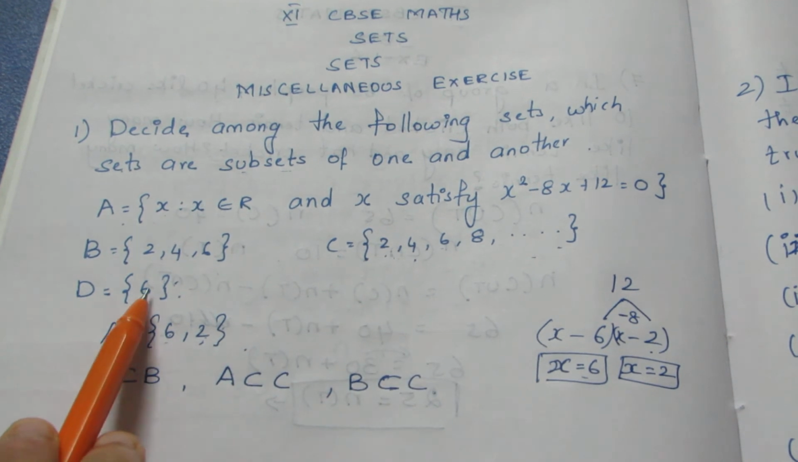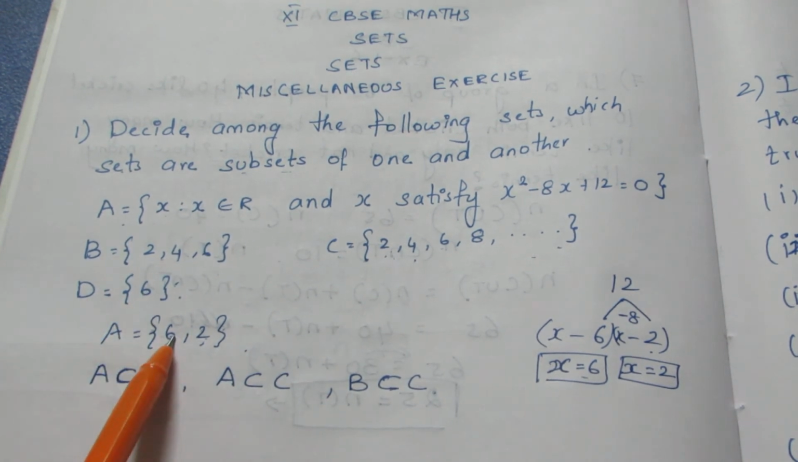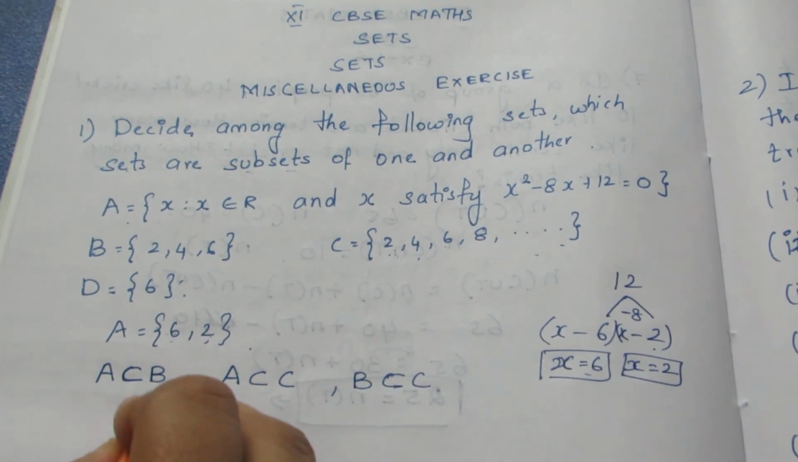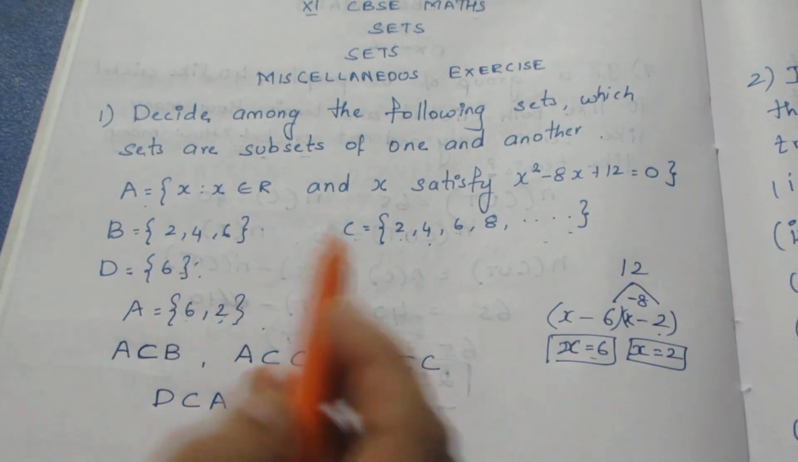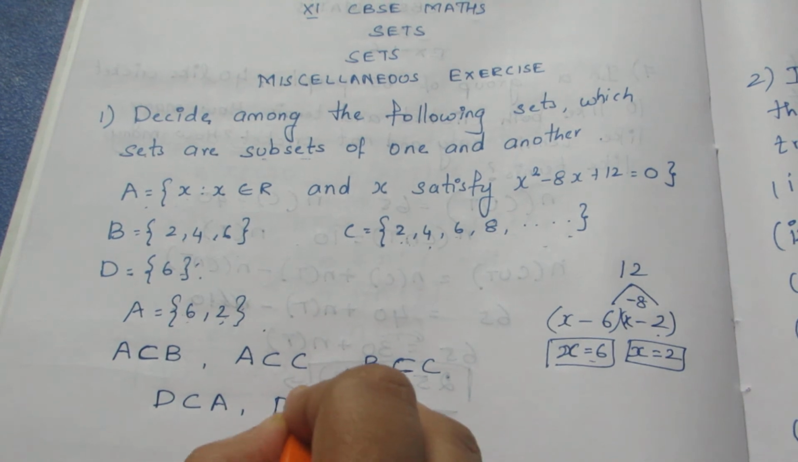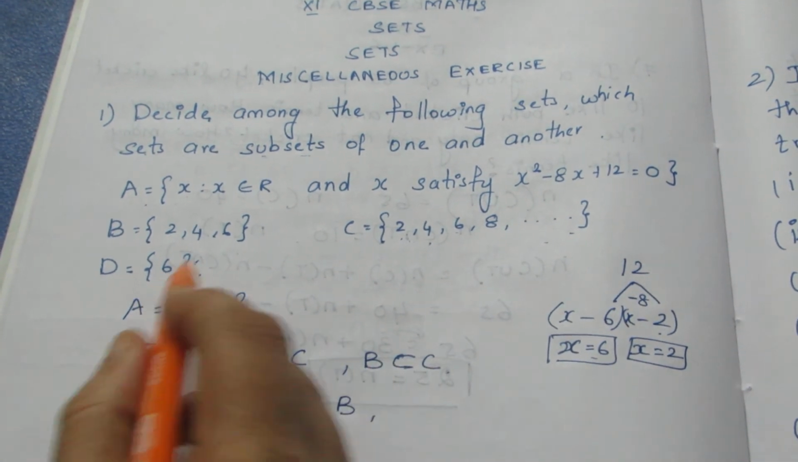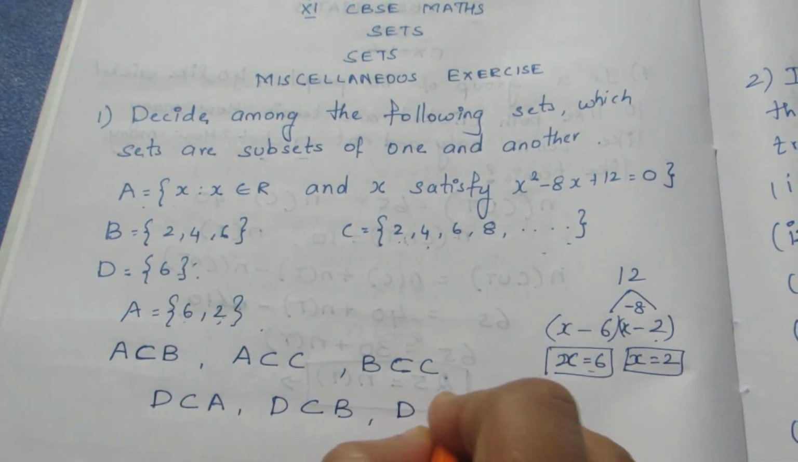We'll move on to D. In D, 6 is there in A, so D is a subset of A. 6 is there in B, so D is a subset of B. 6 is there in C, so D is a subset of C.